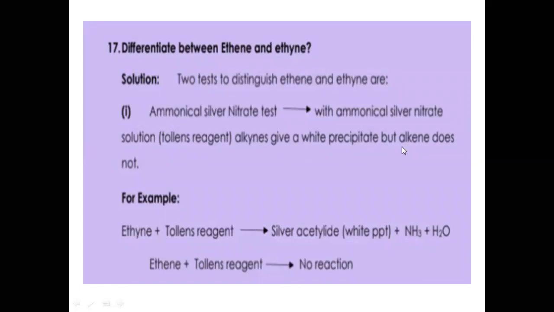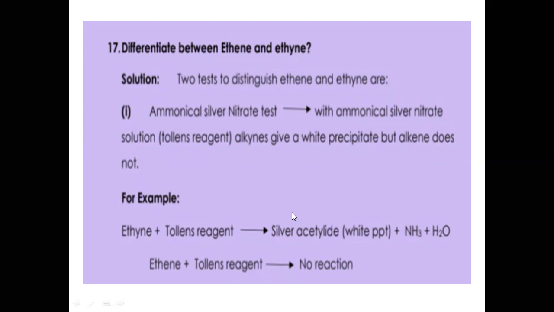Alkyne gives a white precipitate with the Tollens reagent, but alkene does not form any type of precipitate. So the formation of precipitate with this Tollens reagent will be silver acetylide, ammonia and water. So this silver acetylide actually gives us a white precipitate, but ethene will not react with Tollens reagent, so no reaction.